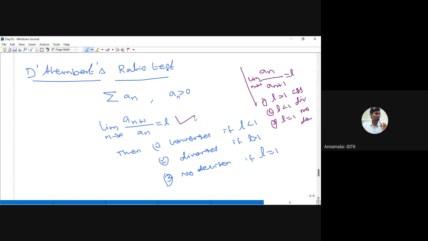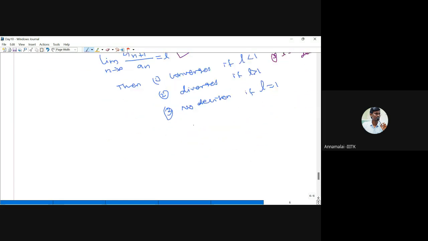Then we have to move to the next test. If D'Alembert's test fails, we move to the next test. First you check the ratio test, and if it does not work, then we go on to Raabe's test, the logarithmic test. There are a lot of tests, and you can check them one by one.